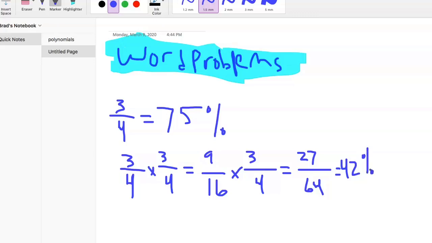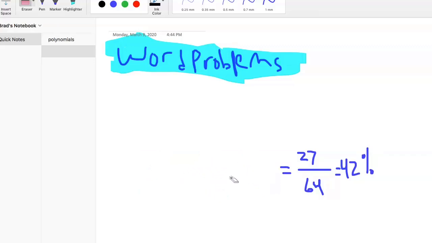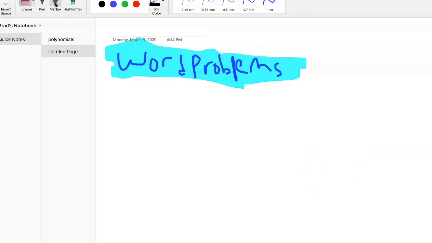And that's how we do that. The likelihood of something happening again and again is found by multiplying the odds together. So in this case, it was 3/4 times 3/4 times 3/4, and that got us to 27 over 64, or 42%. And last one here.